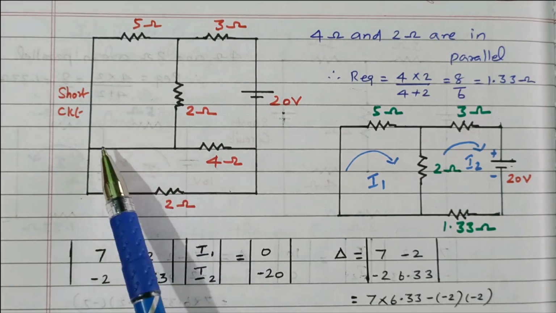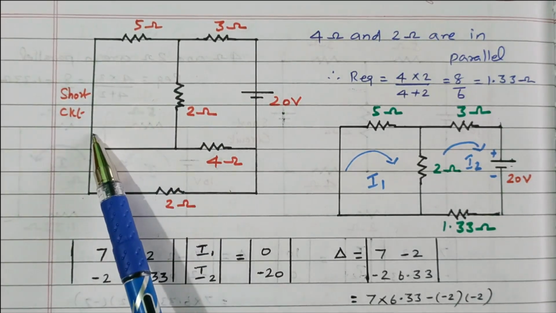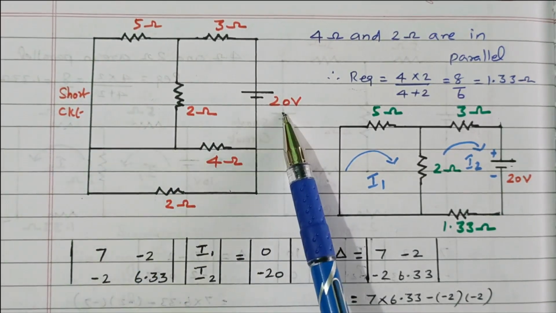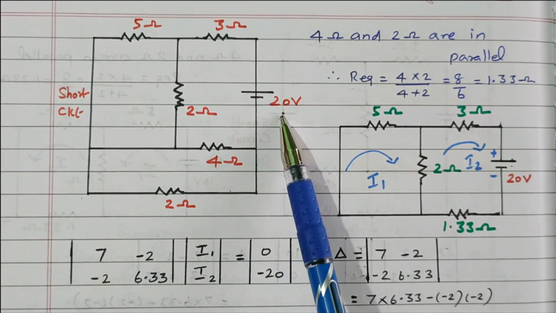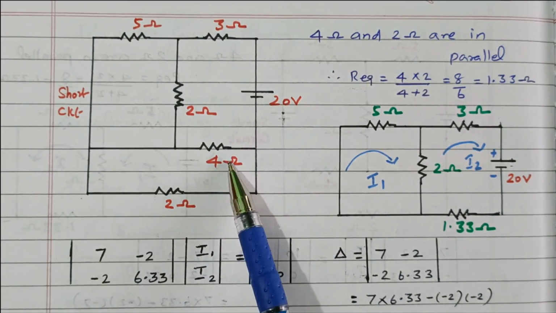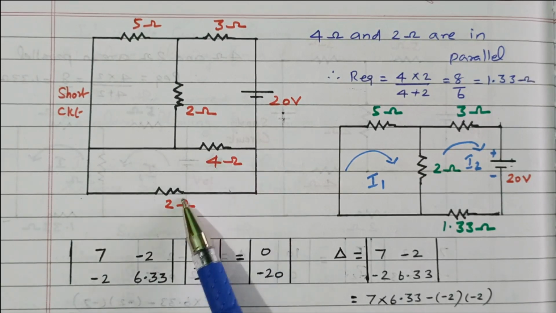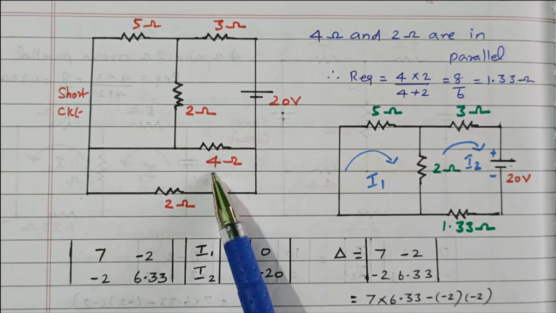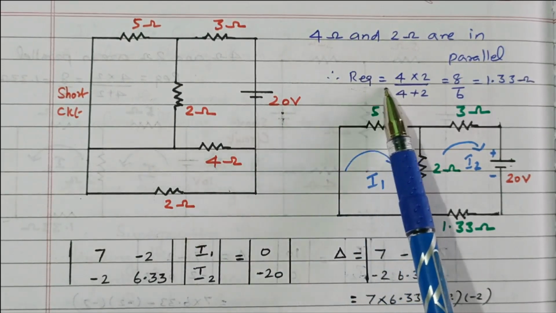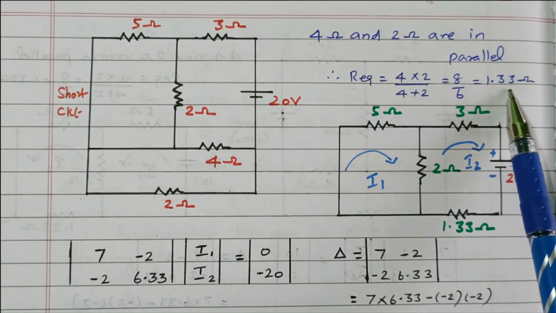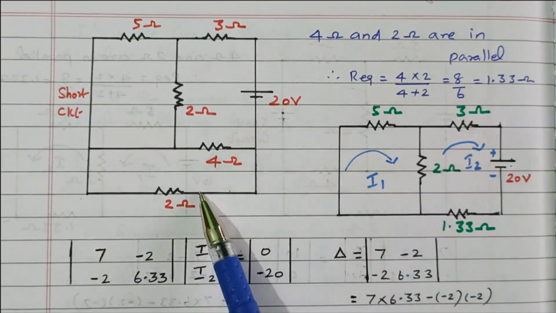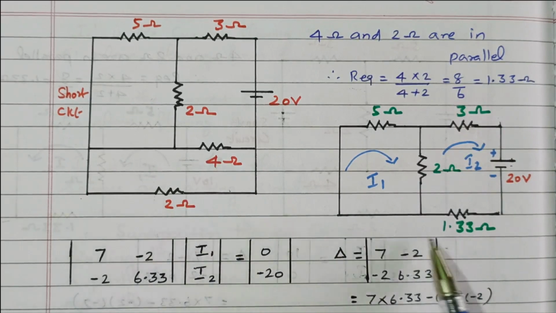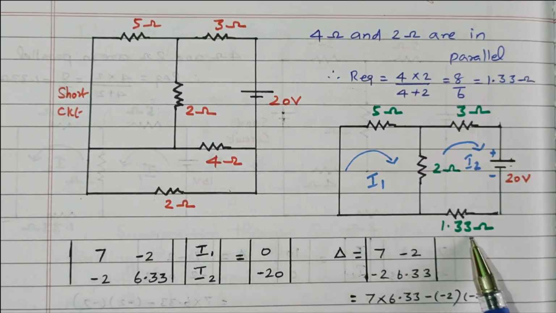So after removal of this 10 volt source, it is short circuited. Only the 20 volt source is available, right? For further simplification, we do the same thing as in step 1. This 4 ohm and 2 ohm are in parallel, so that is simplified. The equivalent value is 1.33 ohm, right? So these two resistors now become 1.33 ohm.